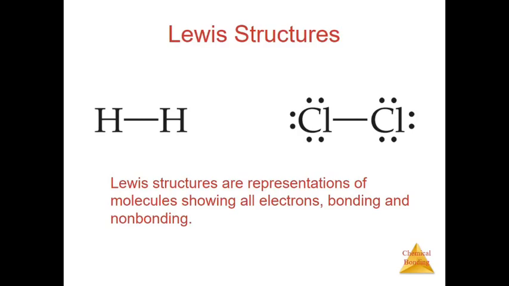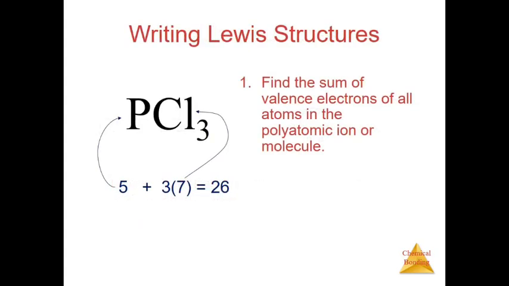So here's an example of 2 Lewis structures that represent molecules. It's going to show all of the electrons, bonding and non-bonding. I'm hoping that at least the Lewis structure part of this is a refresher for you from last year, and then the formal charges will be the new information. So starting off, please get all of your steps written down for drawing out a Lewis structure.